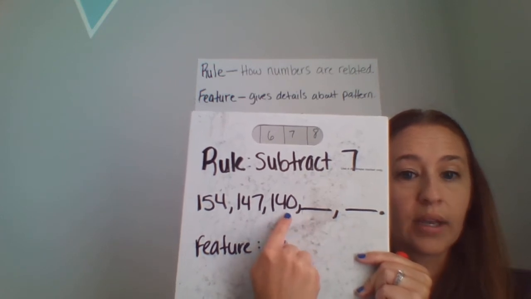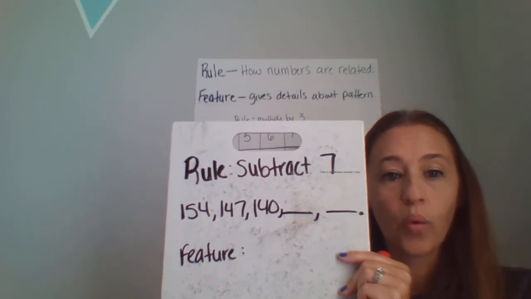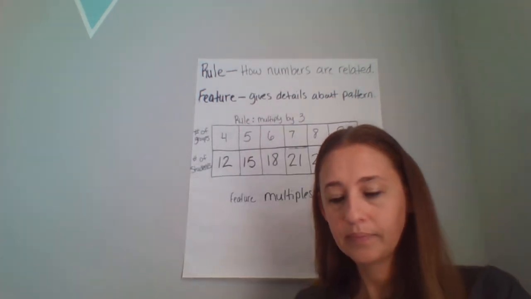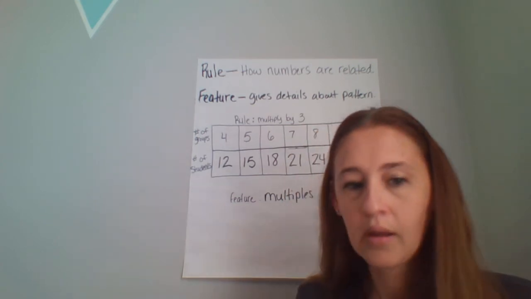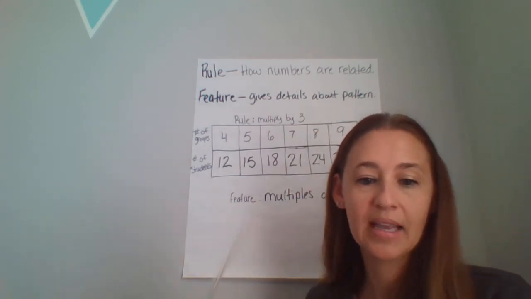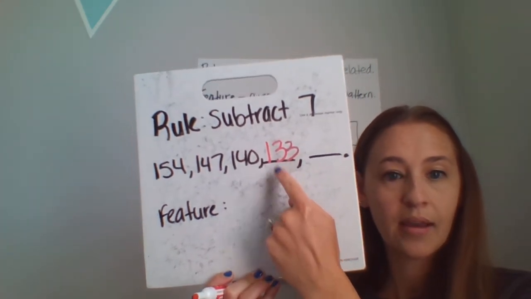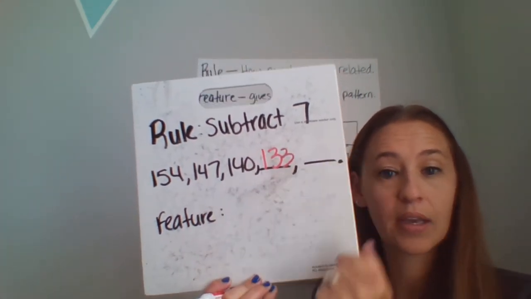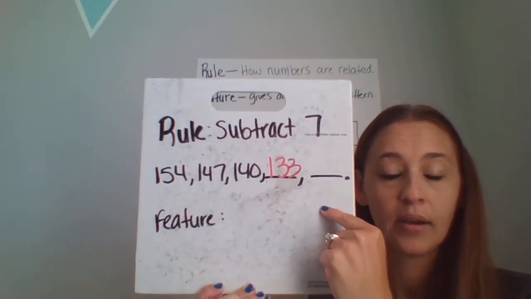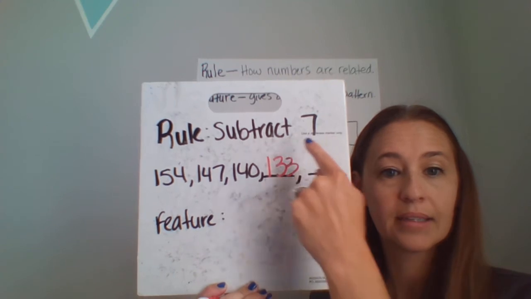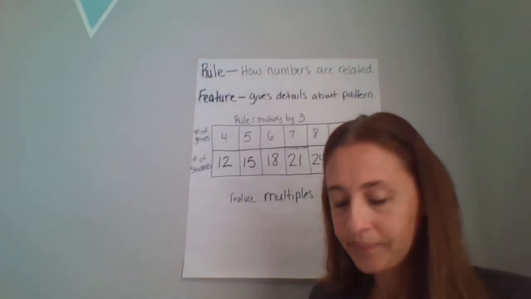What is 140 minus 7? 133. What is my next missing number? What is 133 minus 7? Because we always go back to the same rule to fill in those missing blanks. 133 minus 7 gives me 126.